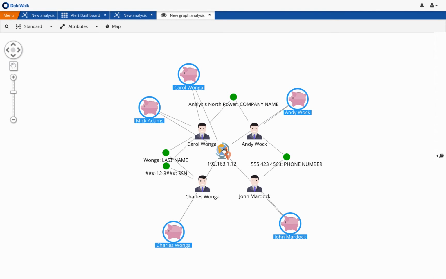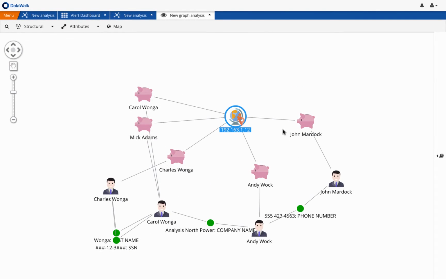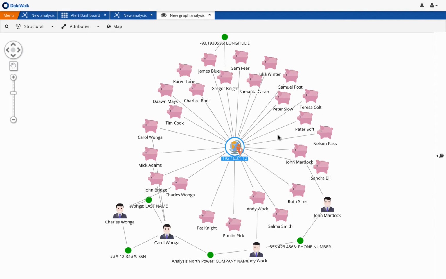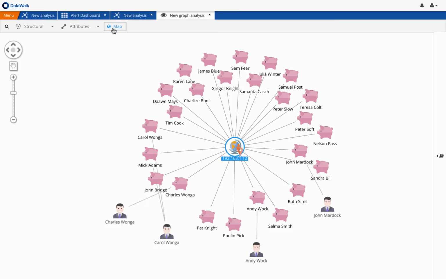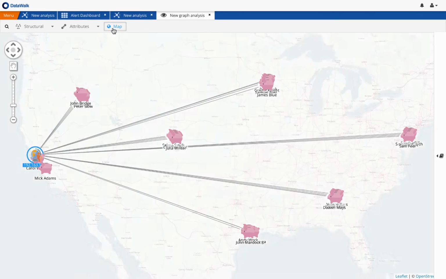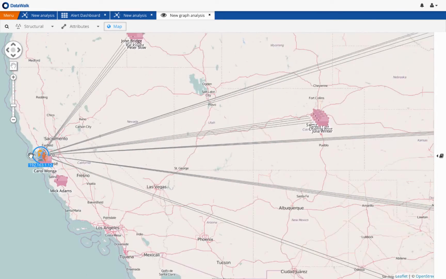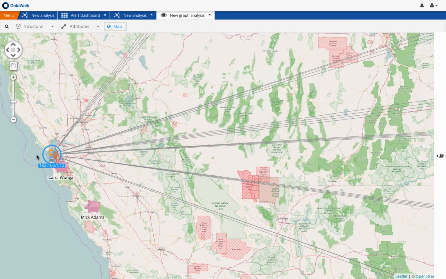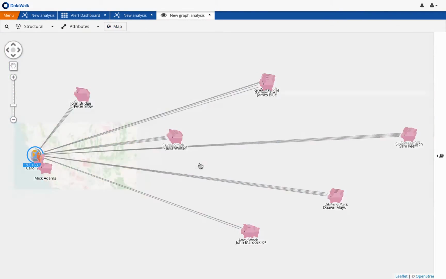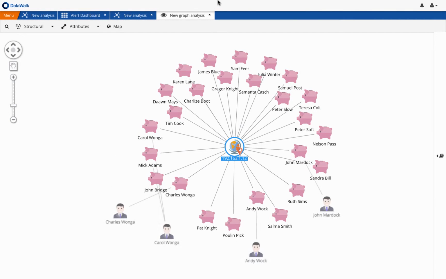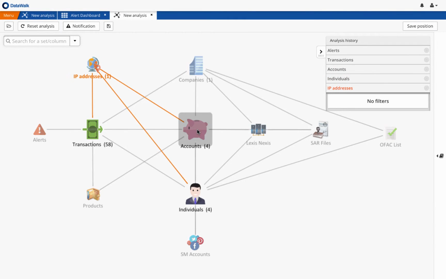Now we see different accounts were accessed from one IP address. For extending our investigation, we add new connections to the IP address, specifically accounts. We change our layout to a map view, and we see that these were set up in several specific locations. The location of this IP address is also in Palo Alto, the same place where the 4th account was set up and cash was deposited.